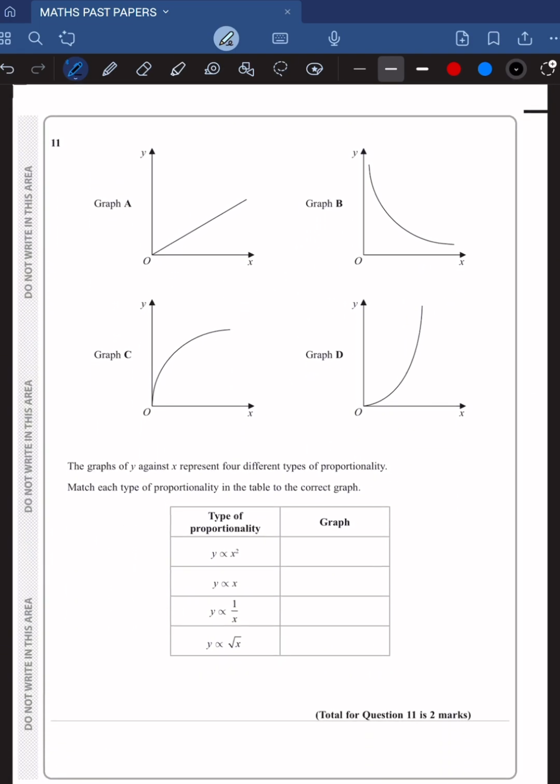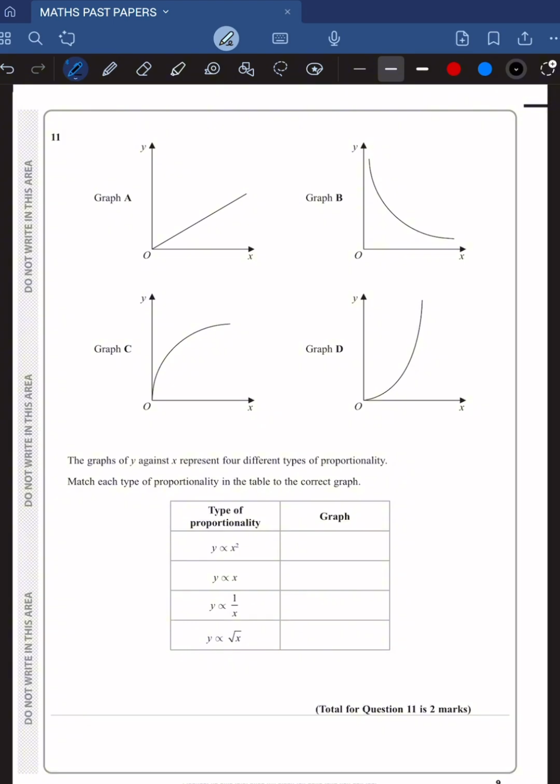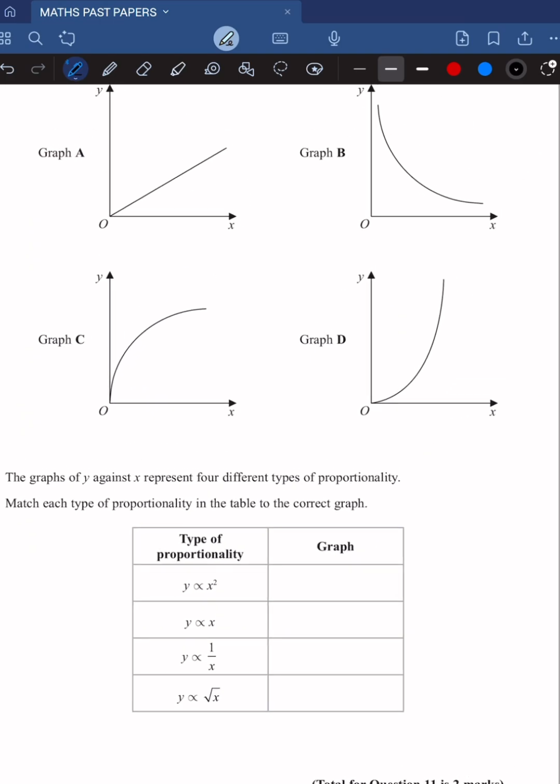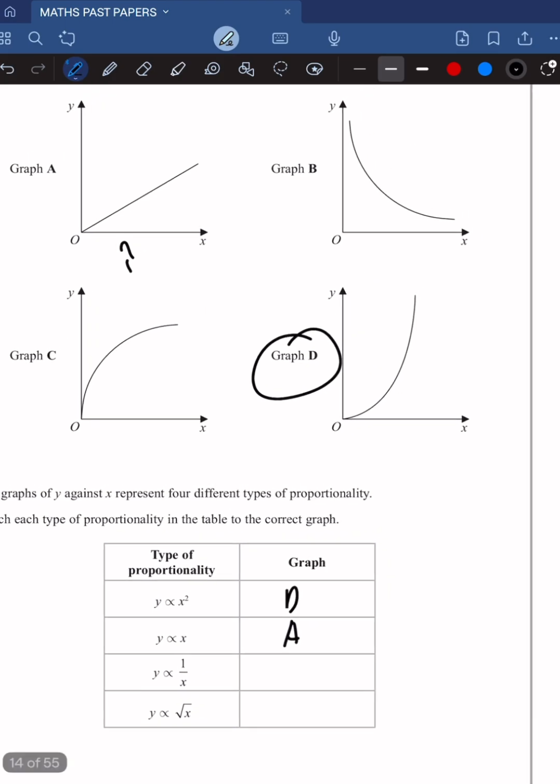11. The graphs of y against x represent 4 different types of proportionality. Match each type of proportionality in the table to the correct graph. Well, y proportional to x squared, what's that going to be? We know that's going to be d. Y proportional to x is going to be a straight line, so this one here, a. Y proportional to 1 over x is going to be b, like this. And of course, y proportional to root x is going to be c.